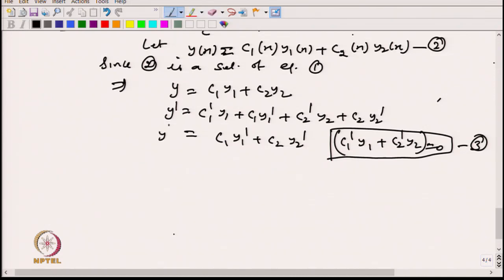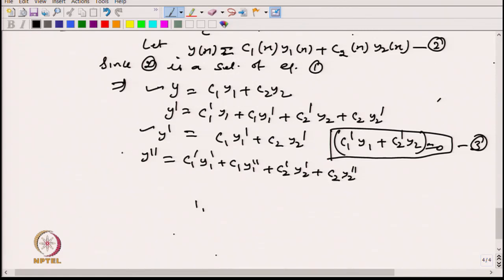So my y dash becomes c1 y1 dash plus c2 y2 dash, and y double dash becomes c1 dash y1 dash plus c1 y1 double dash plus c2 dash y2 dash plus c2 y2 double dash. Now I substitute the values of y, y dash and y double dash in equation number 1.